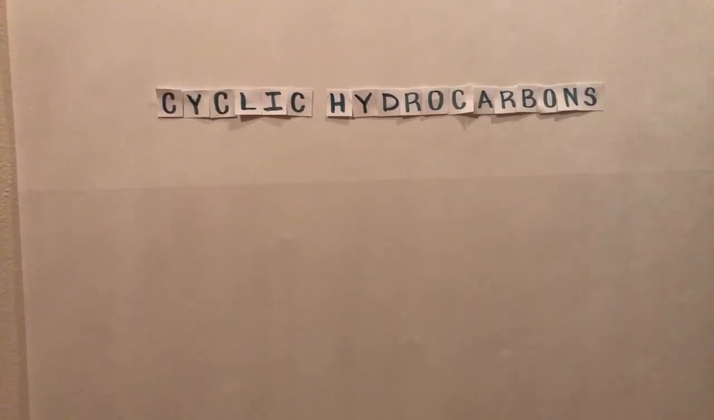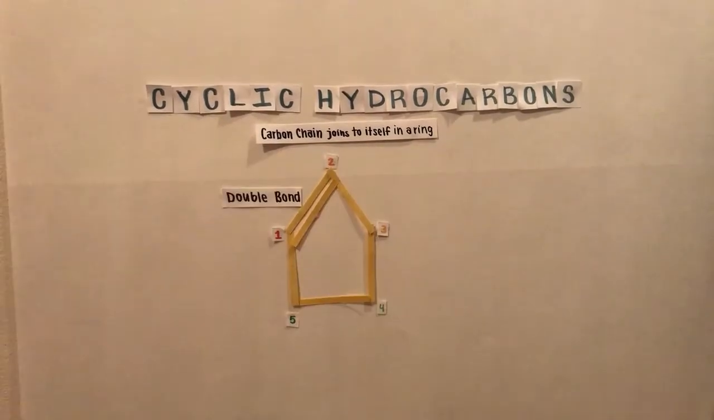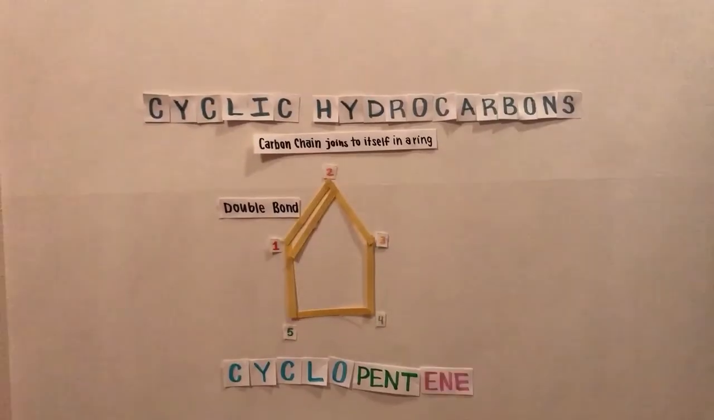Cyclic hydrocarbons are when a carbon chain joins to itself in a ring. You can tell it's a cyclo when it is an enclosed shape. The naming is the same, except you use the prefix cyclo to show that it's a cycloalkane.